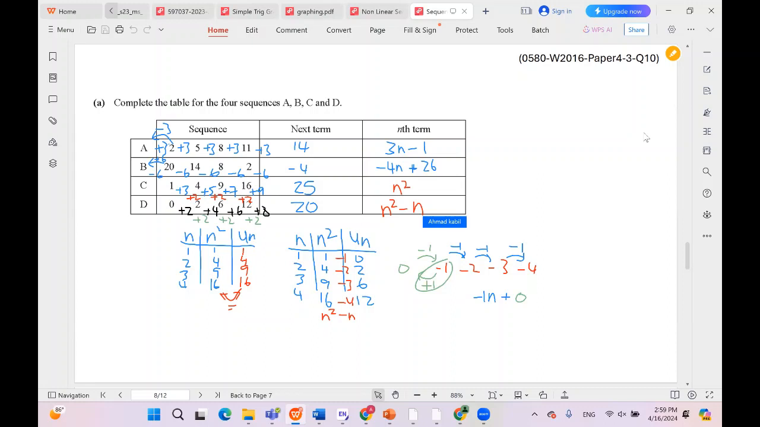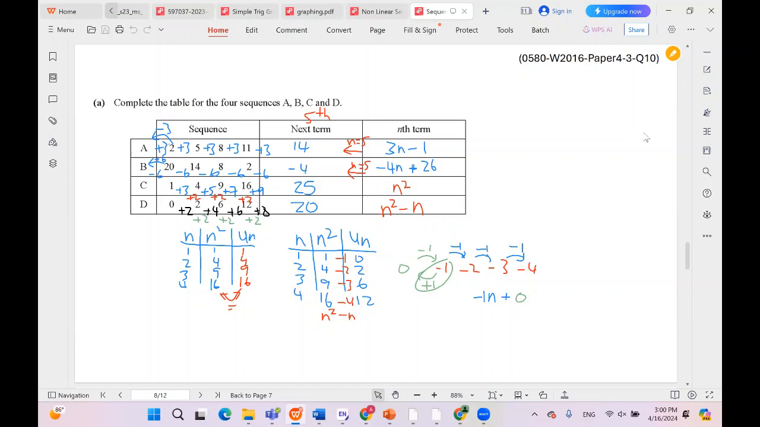If you want to check your answer, you can just put n as 5 because the next term here is the fifth term. So if you put n as 5 in any of the expressions, you should get the column to the left. So if we put n equals 5, we get 15 minus 1, so this is correct. N equals 5 here as well. -20 plus 26.